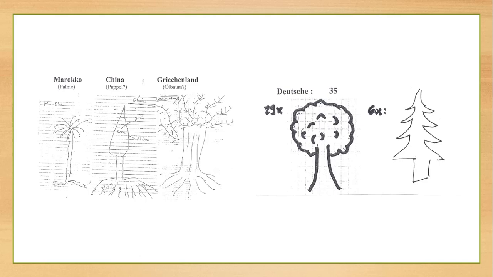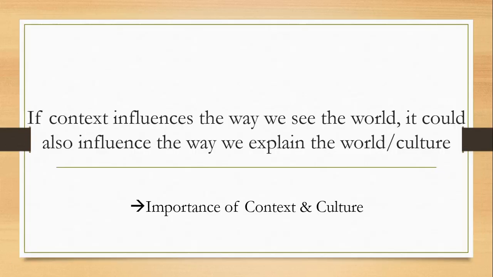Take a look at these trees. These are all pictures of trees drawn by students in different countries. As you can see, depending upon where you live, you imagine a different kind of tree. If I just asked you to draw a tree, you're more likely than not to draw the tree that the German children drew, rather than the one the Chinese children drew. So, if our context influences the way we see the world, it also influences the way we talk about it.